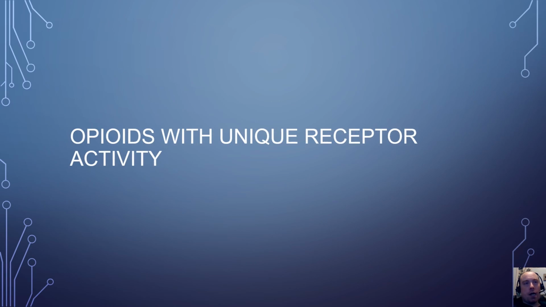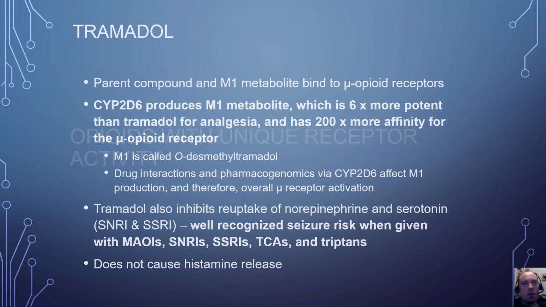And now I'm just moving on to opioids with unique receptor activity. Specifically, tramadol is one of the main ones, and then buprenorphine. So I already mentioned a lot of this about tramadol. I just want to reiterate that it does have an active metabolite, and it's also active as a parent compound. The metabolite is even more active than the parent compound, and that is dependent on CYP2D6 for its production. So if this metabolic enzyme is hyperactive, you might have toxicity. If it's hypoactive, you might have poor efficacy. If there are drug interactions, then of course, so on and so forth, you could have changes in its effectiveness.